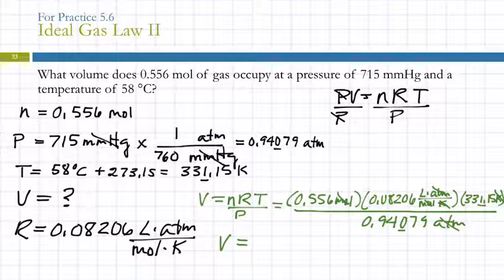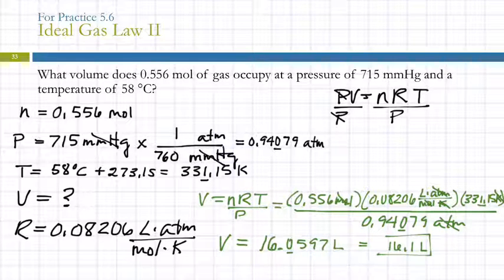0.556 times 0.08206 times 331.15 divided by 0.94079 equals 16.0597 liters. We'll express that as 16.1 liters. Any questions?